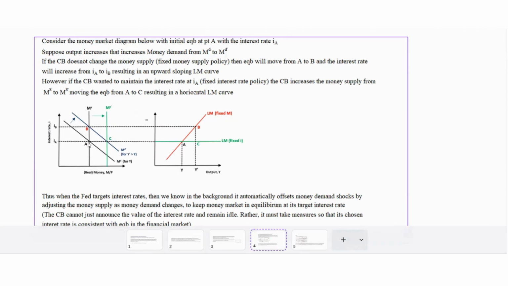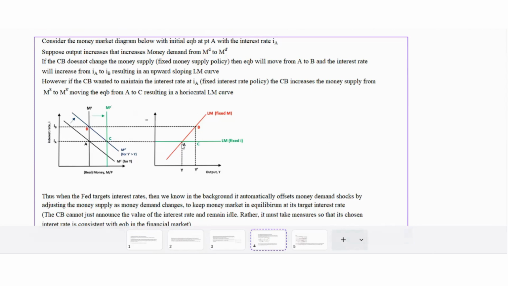So if we started off at A, money demand increased, we're not changing the money supply, we're following a fixed money supply policy. Then the equilibrium will move from A to B, and the interest rate will increase from IA to IB, resulting in an upward sloping LM curve. We initially had this point IA, Y, and then Y increased to Y prime. And the central bank, in this case, did not change the money supply. So to maintain money market equilibrium, interest rate increased from IA to IB.